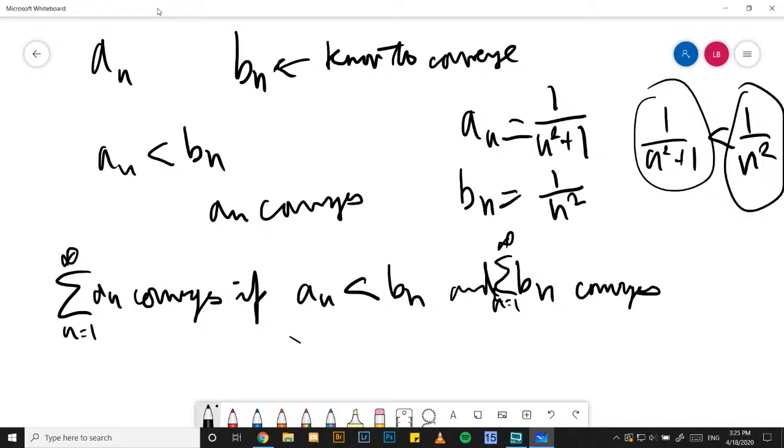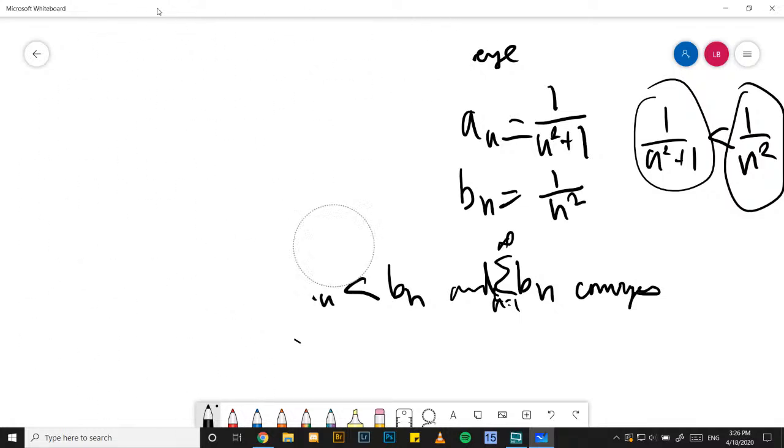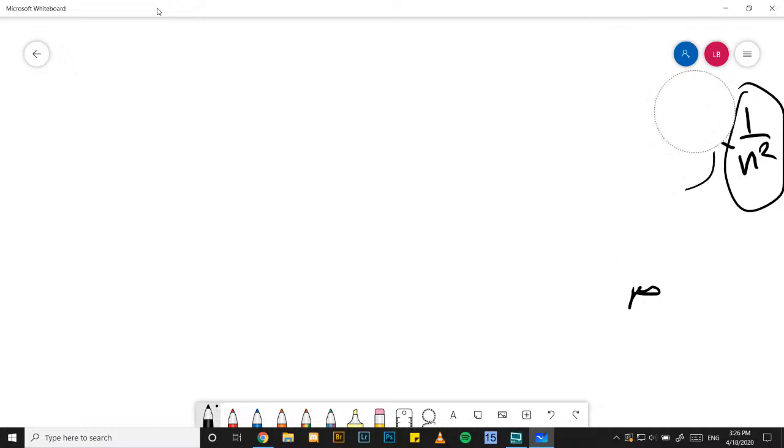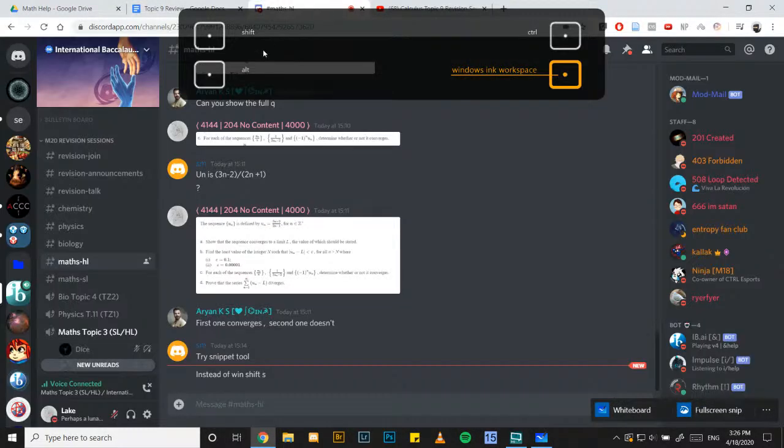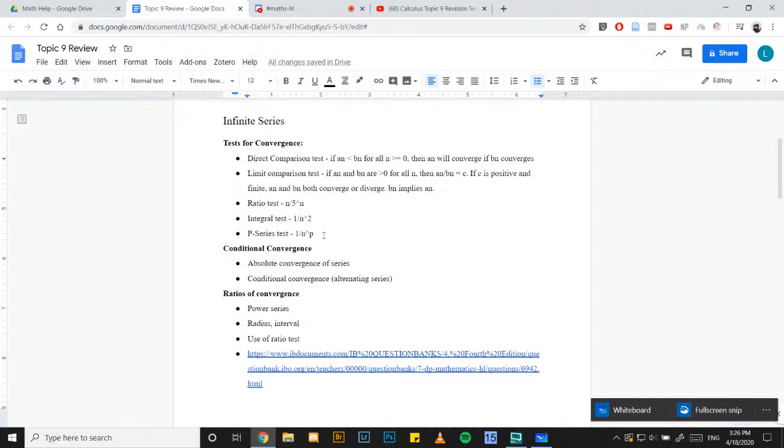And the best way to make sure you don't mess it up is to think about what this test really means. What it means is that if you have some number that's bigger and it is converging, then any smaller number than that will converge as well. But you cannot work it the other way around. So that's what you need to be sure of. And this comes into play when you're looking at the second test that we're going to look at.